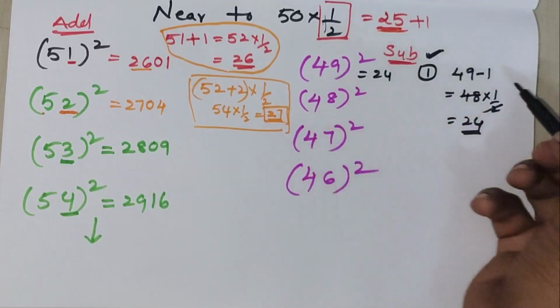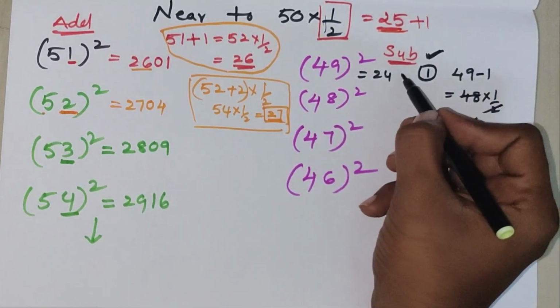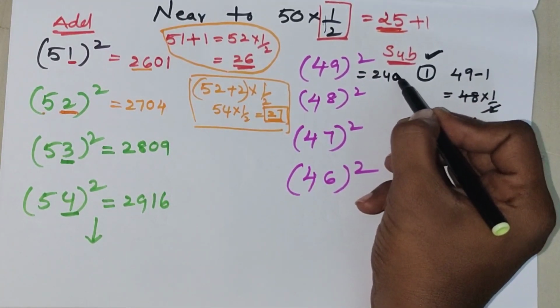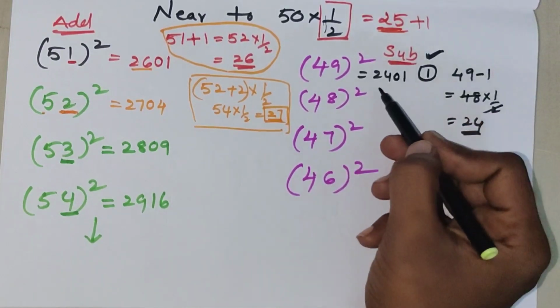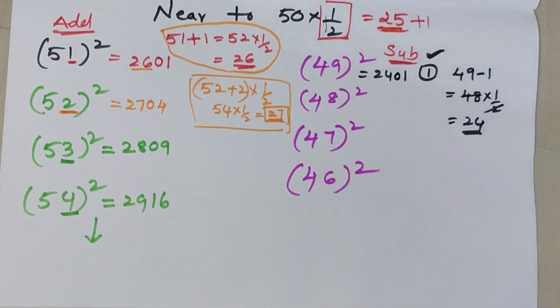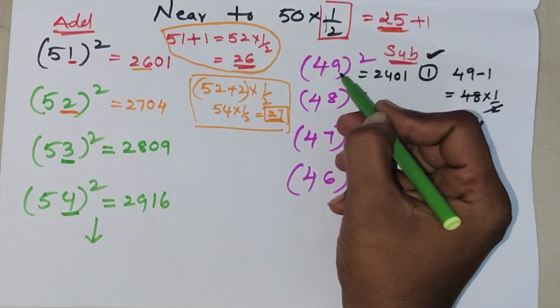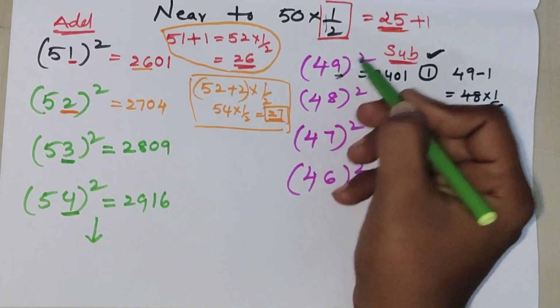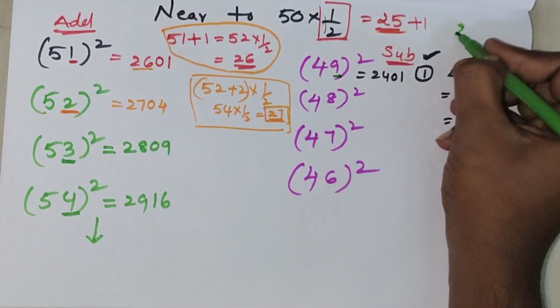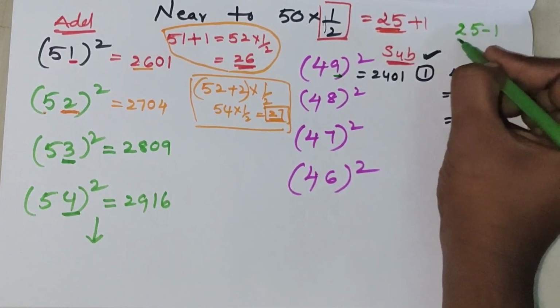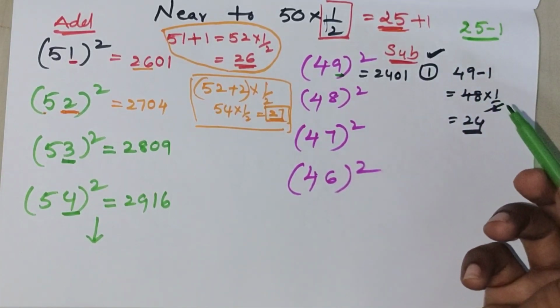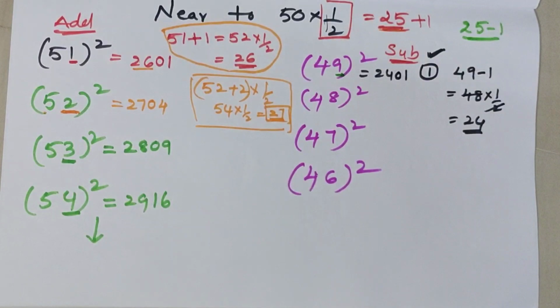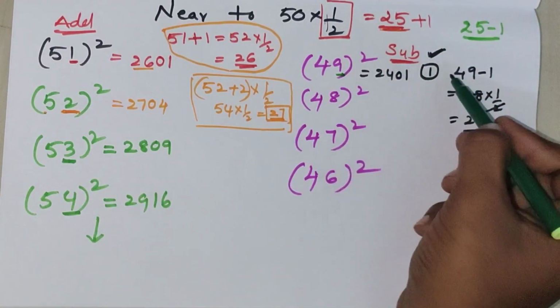How much less? 1 less. 1 square is 1 only. That's why, since it is a 4-digit number, we should add 0, 1. Without doing this many steps, we can also do it directly. Here it is 1 less when compared to 50, so we can do 25 minus 1. Directly we can go 25 minus 1. See, the next number I will go directly without doing this much.